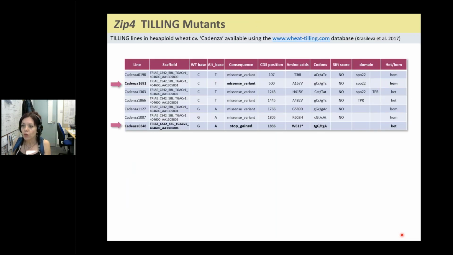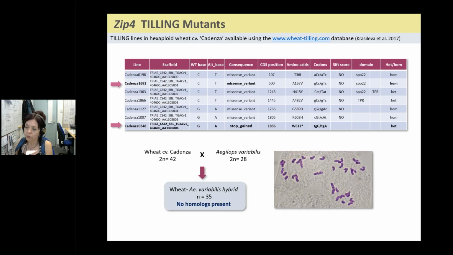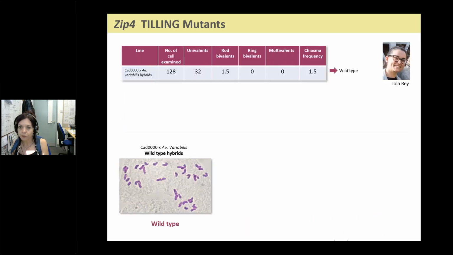And then the second reason why this was the perfect moment to know about ZIP4 was that the TILLING population in hexaploid wheat Cadenza just became available. So I selected lines with potentially interesting mutations in the ZIP4 copy, the only one with an early stop codon and several with missense mutations. And to check whether this mutant had the phenotype of the Ph1 deletion, we crossed them with Aegilops variabilis, a wild relative. So you can see here in the picture that the wild type doesn't show any crossover. Well, sorry, actually, it has a mean number of 1.5 crossovers.